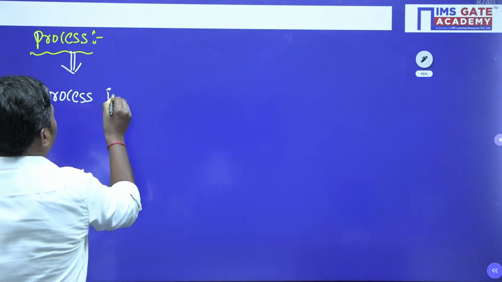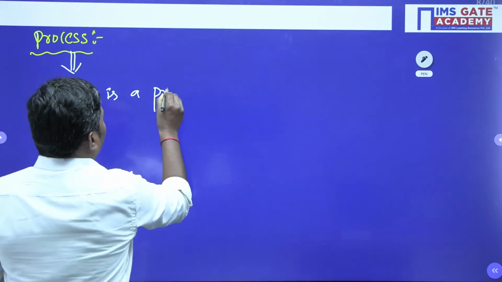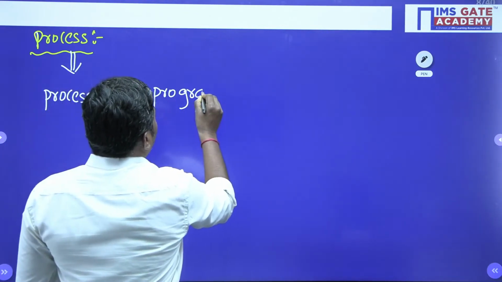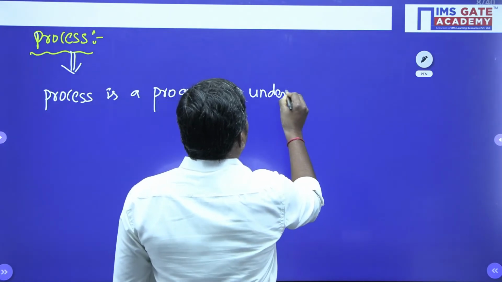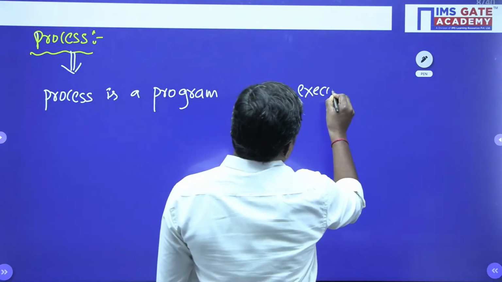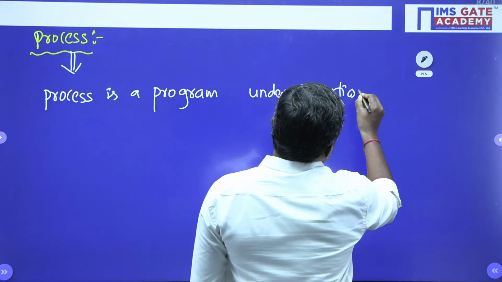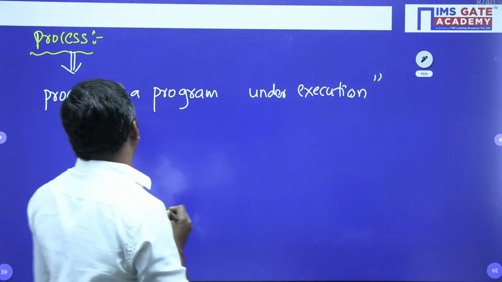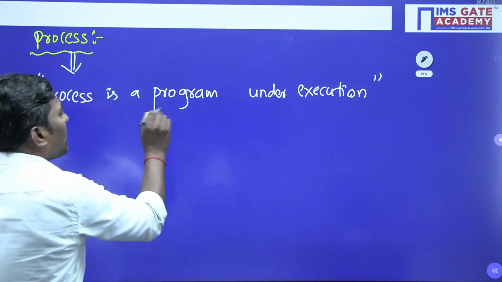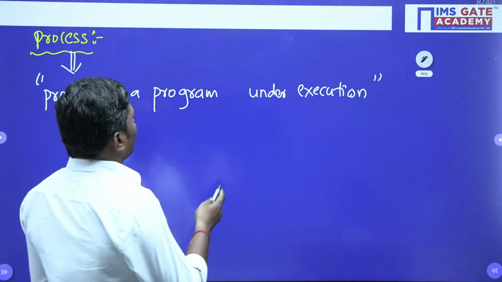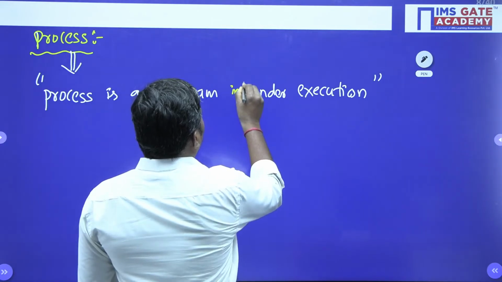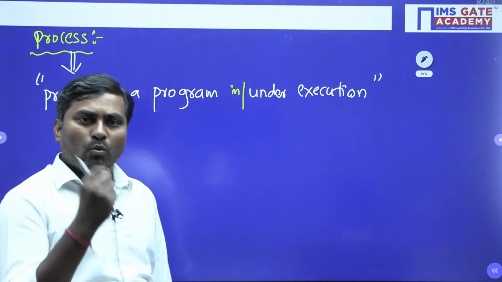A process is a program only. Please observe: a process is a program under execution. This line we need to understand very carefully here. A process is nothing but a program only under execution, or in execution. So I can mark it as in or under execution. What does this line say here?